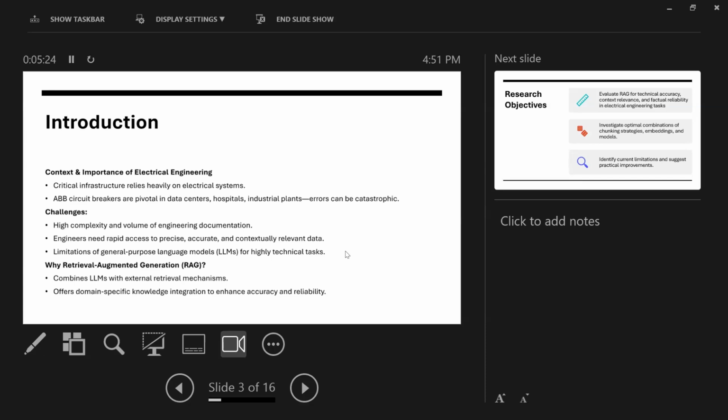So why RAG? It combines LLMs with external retrieval mechanisms. We can give it all the data that we have, particular to our site or to our facility, and it can retrieve the data very fast and efficiently, and provide us the data that we need in a much easier way. It also offers domain-specific knowledge integration to enhance accuracy and reliability. So it enhances reliability and accuracy through the documentation that we provided, and we can test it as well.